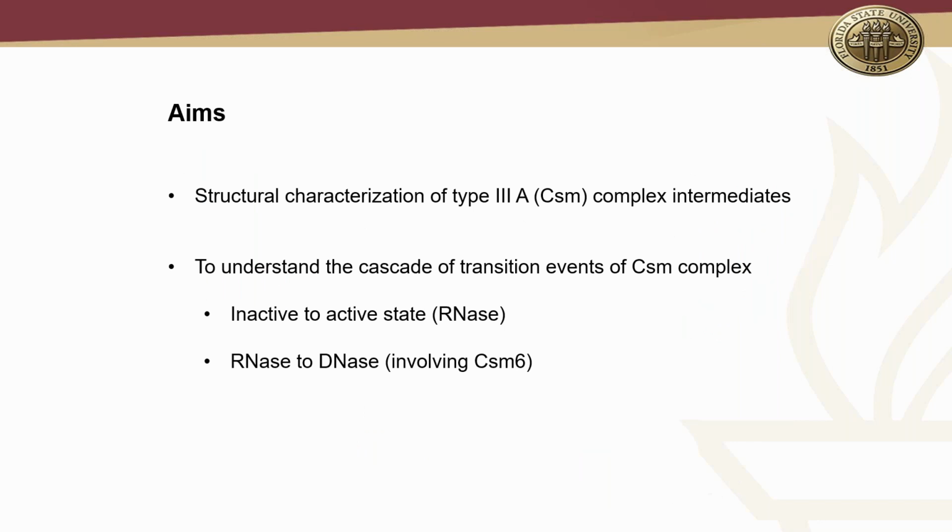The aim of my current project is to structurally elucidate the type 3 CRISPR-Cas complex intermediates, wherein we determine the structural basis of events that lead to viral nucleic acid degradation. We also aim to understand the cascade of transition events of the type 3 CRISPR-Cas complex. Specifically, we want to understand how the ribonucleoprotein switches from an inactive state to an active state to function as an RNase, and also understand how this ribonucleoprotein could function as a DNase.